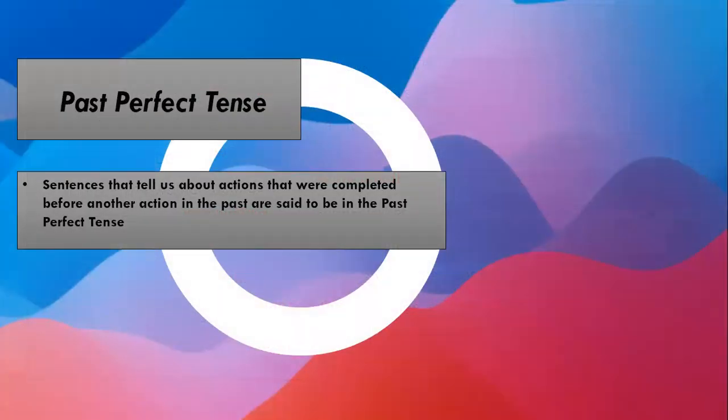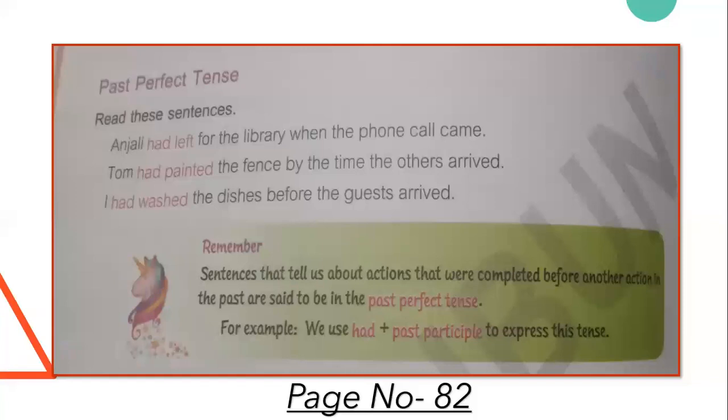Now we will understand the past perfect tense. These are the sentences that tell us about the actions that were completed before another action in the past are said to be in the past perfect tense. Okay, so Anjali had left for the library when the phone call had come. Tom had painted the fence by the time the others arrived. I had washed the dishes before the guests arrived.